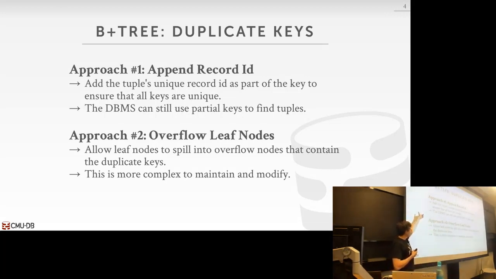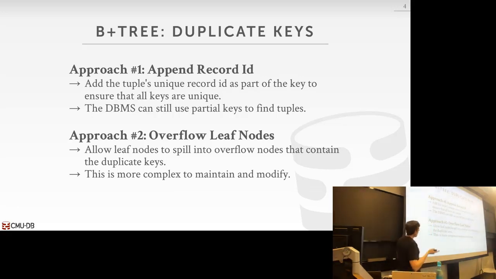The first is that we're going to make every key unique automatically by appending the corresponding tuple's record ID to the key that we're inserting into the index. So instead of just storing the copy of the attribute that's in the table, I'm also going to put at the end, as a suffix, the record ID for that tuple. Now that makes every single key automatically unique.